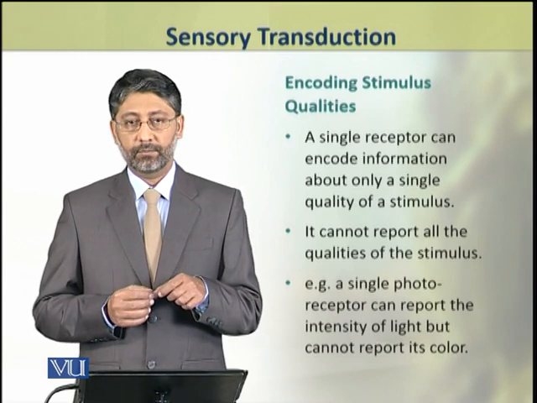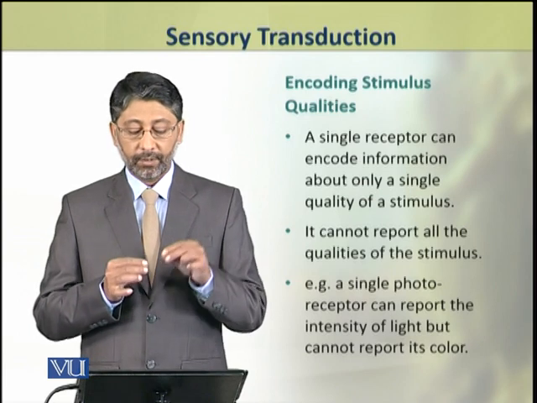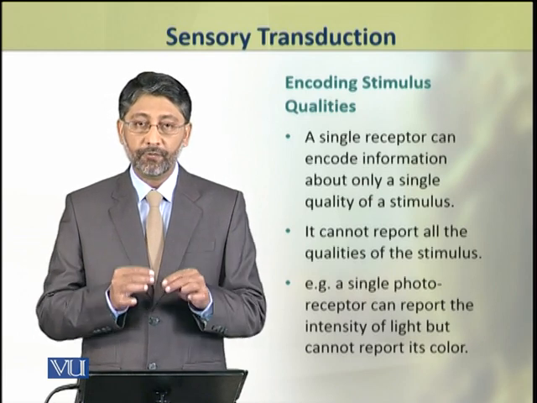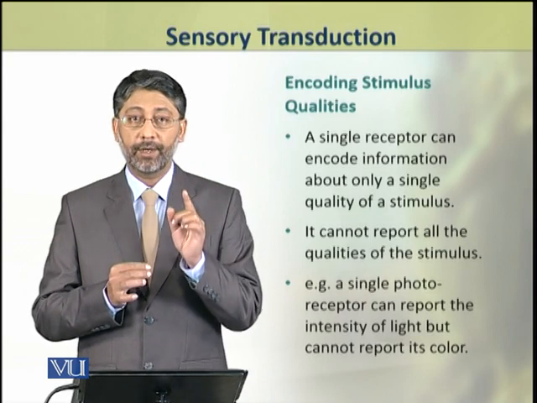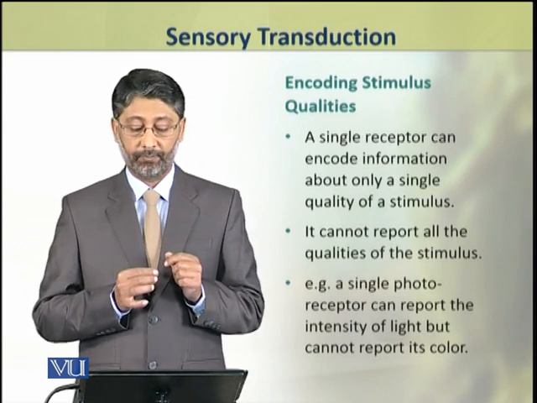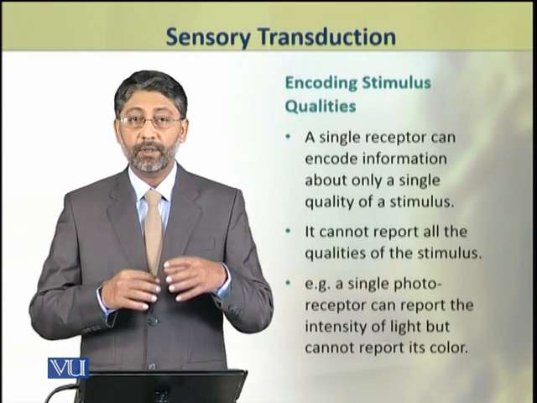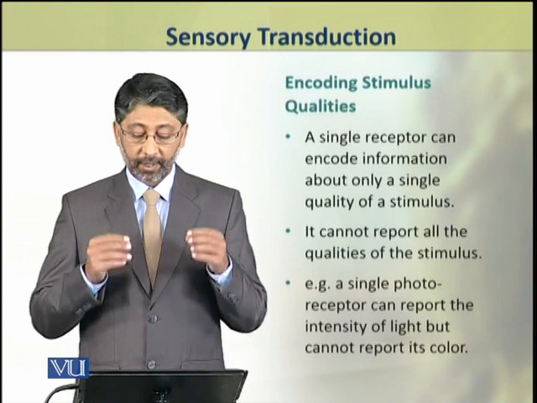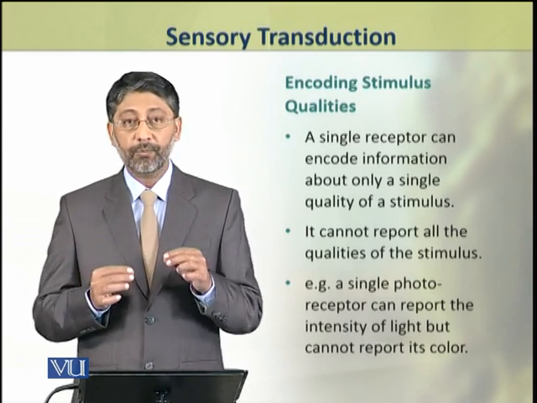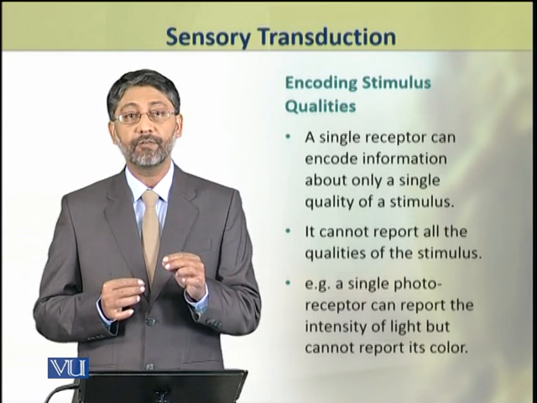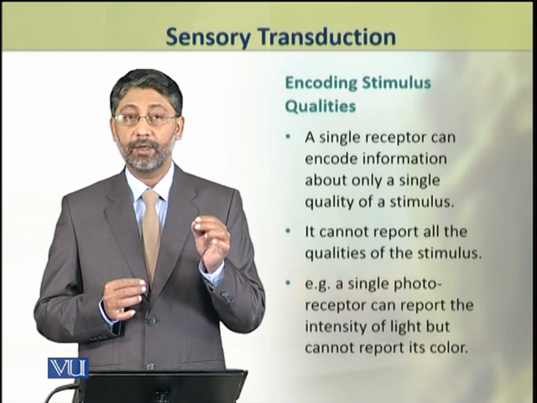Dear students, a single receptor can encode information of only one quality of a stimulus. It cannot report all qualities of the stimulus. For example, a single photoreceptor can report the intensity of the light, but it cannot report its color.